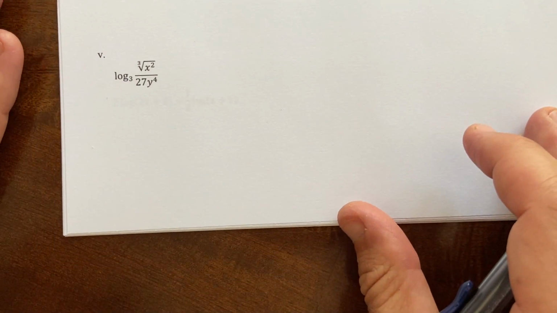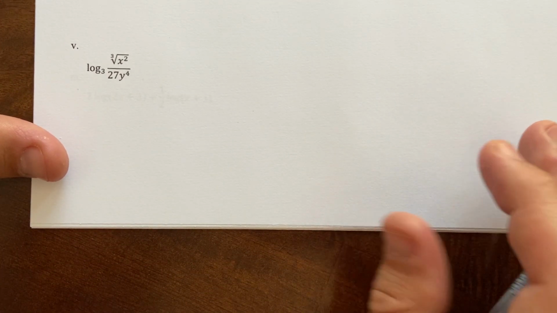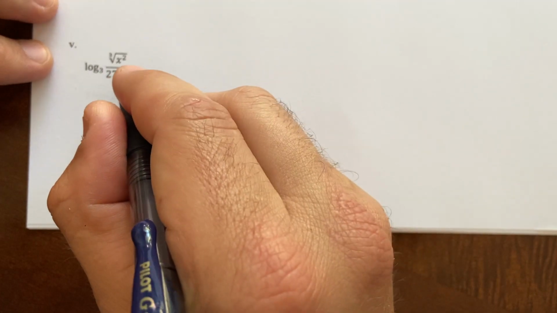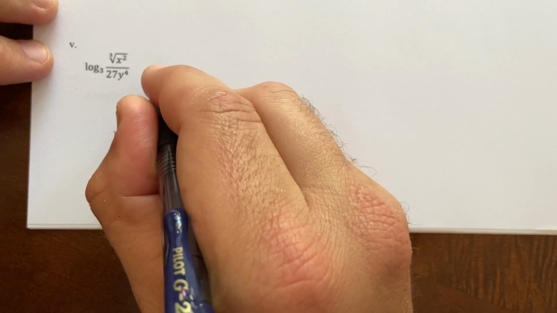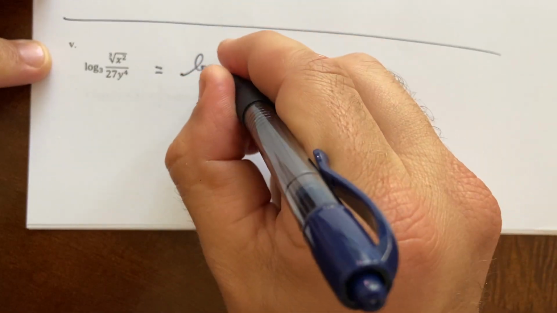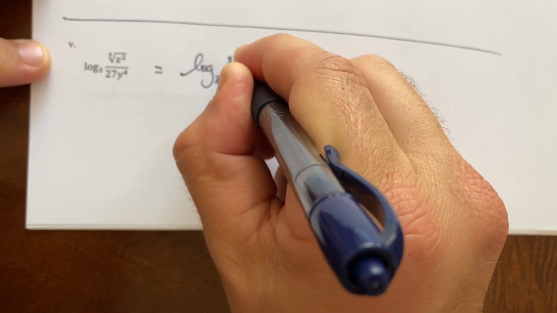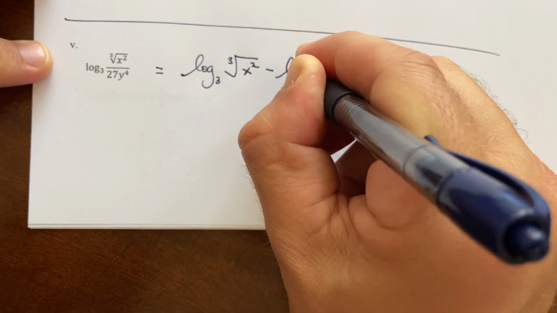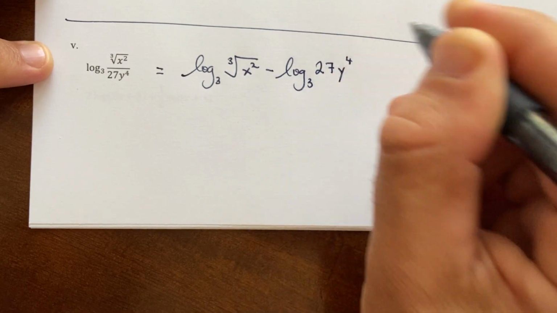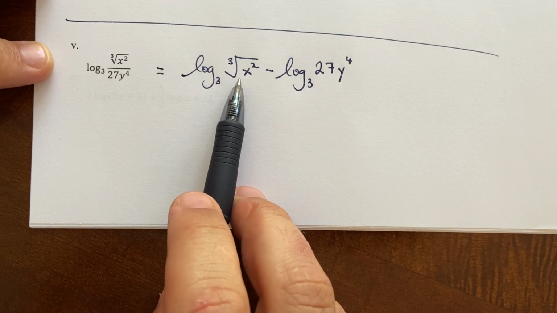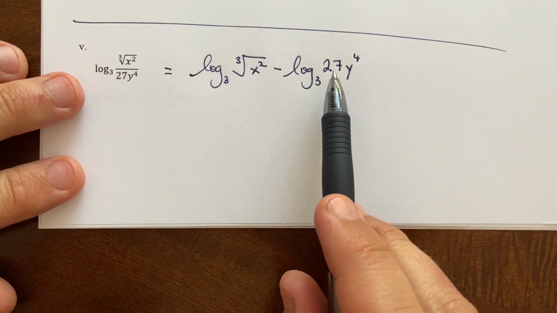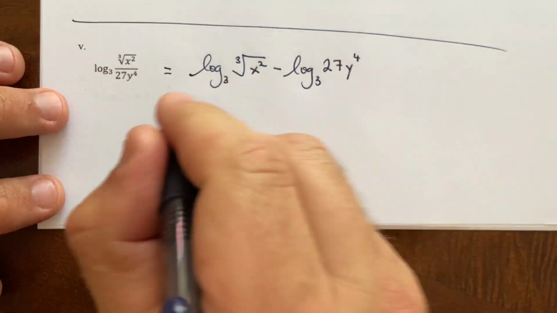Skipping down to part 5. So this is a quotient property first. So that division, I'll rewrite that first. So log base 3 of the cube root of x squared minus log base 3 of 27y to the fourth. I have a power rule here, and then I have a product rule here.